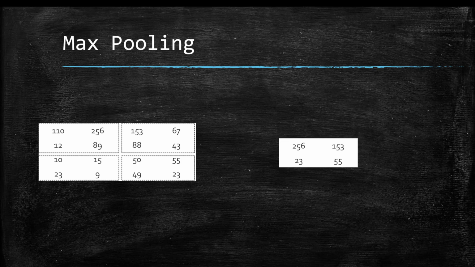Okay, one of the things that helps speed things up is something called max pooling. And that is breaking our source image up into little baby cells. Like in this case, we have a 4 by 4 cell, and then we break it up into 2 by 2 cells. And then for each one of these 2 by 2 cells, it just takes the maximum value. So here, the maximum value for this little cell is 256. This is 153. This is 55, and this is 23. And then we create a new cell based on those max values, and that's max pooling.